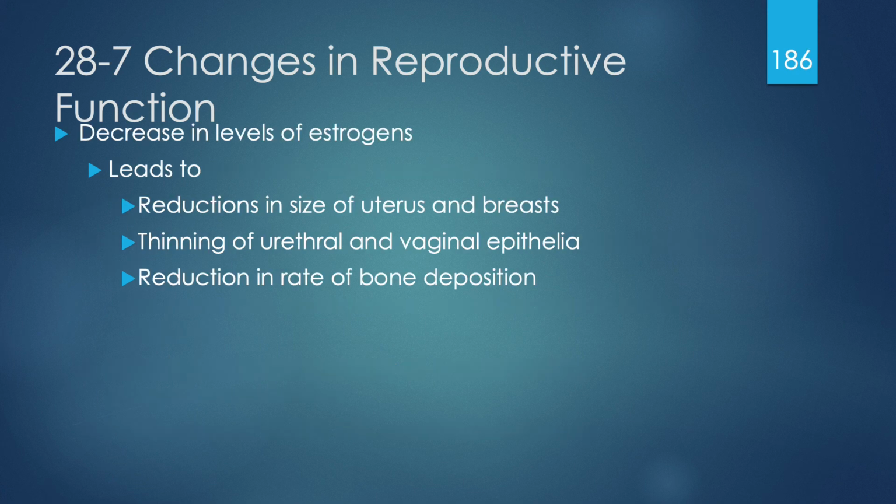Menopause creates a decrease in the level of estrogen, which has far-reaching implications throughout the body. It reduces the size of the uterus, as well as the size of mammary tissue. It also causes a thinning of the urethral and vaginal epithelia, and decreased levels of estrogen reduce the rate of bone deposition. So this is why we commonly see women who are older or postmenopausal having osteoporosis at rates considerably higher than younger women who are premenopausal.